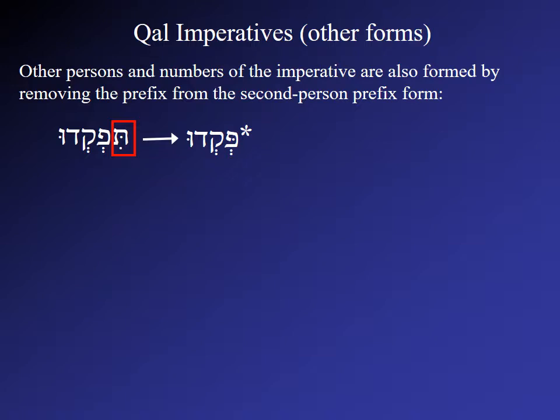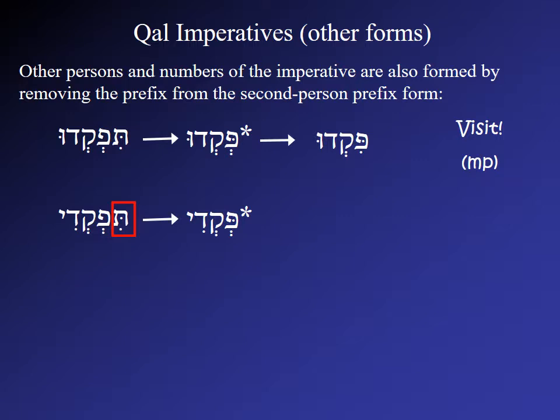You recognize this as an impossible form because you have these two vocal shwas next to each other. What happens, as you know, is the first of these shwas will resolve itself to a hireq. So from tifkedu, the prefix form, to pikdu, the imperative. And this means visit, you men. Okay, if we want to then look at the feminine singular form, as you know, the prefix form is tifkedi. So take our prefix and remove it. This gives us another impossible form, pkedi. So we have to resolve our vowel issues here. And so this gives us pikdi. This means visit, you woman.